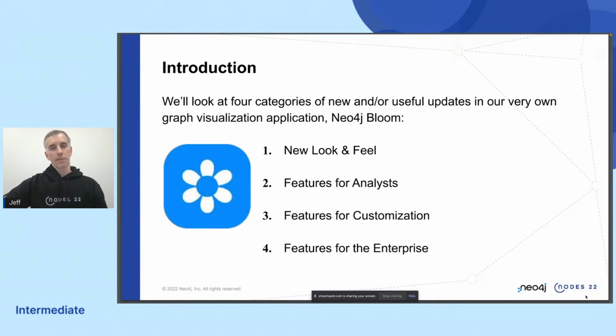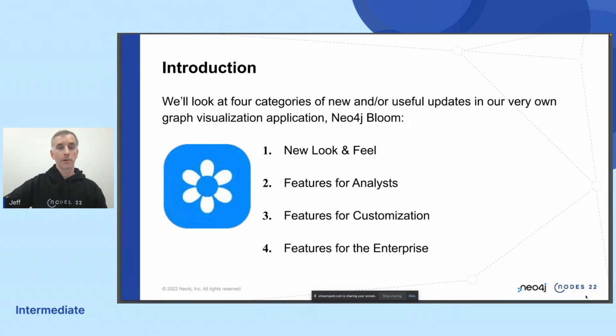Neo4j Bloom is, of course, our graph visualization solution that works out of the box with Neo4j. And it provides a low-code, no-code way for analysts, data scientists, and developers to explore our data. Bloom is available for free with Neo4j Desktop if you download it. It's also available for free in Aura. And you can also use Bloom as an enterprise self-managed customer by hosting it as a web asset.